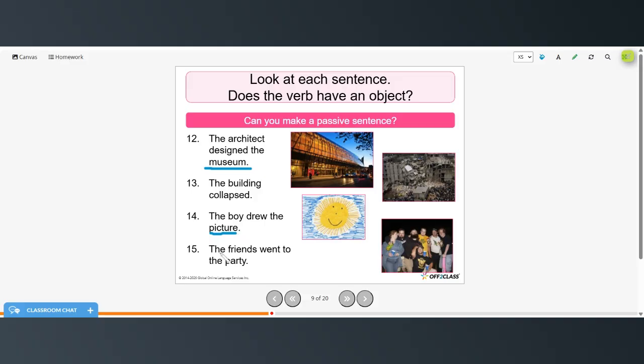And the friends went to the party. So this one's a little tricky. You might think party is an object. It's more of a prepositional phrase. And I mean, technically, you could say the party was gone to by the friends, but that sounds very awkward. So I would call went in this situation intransitive.